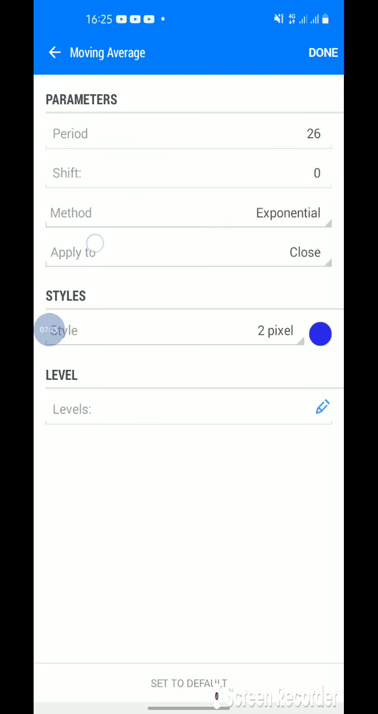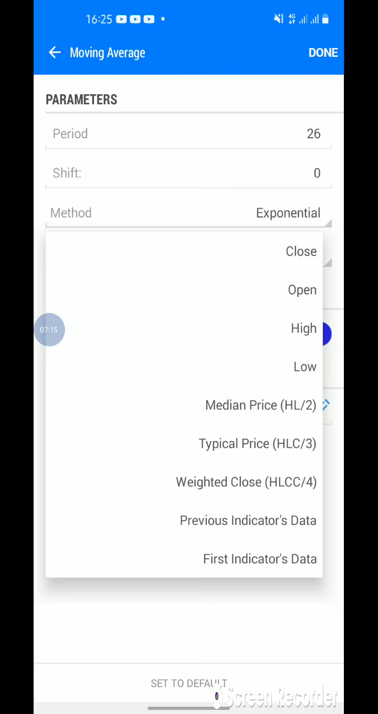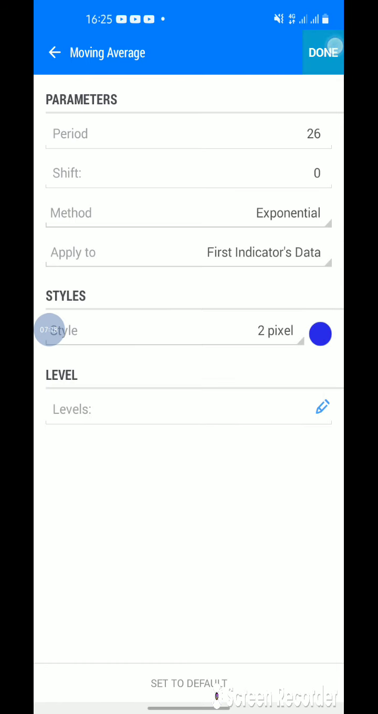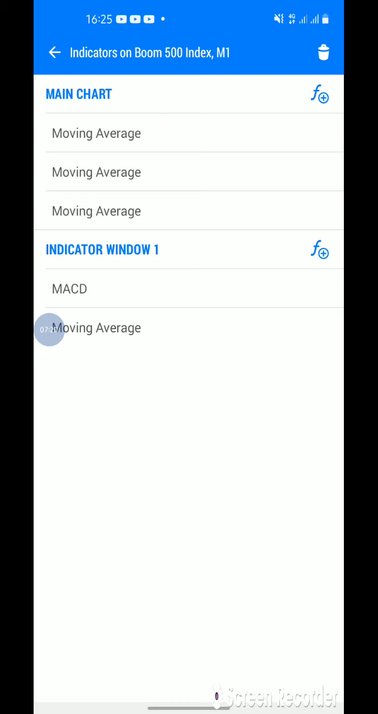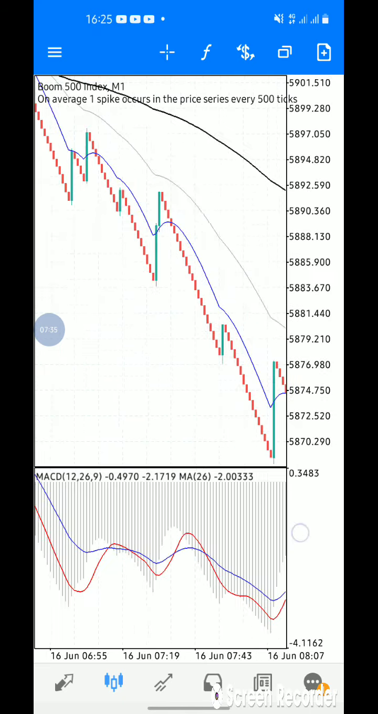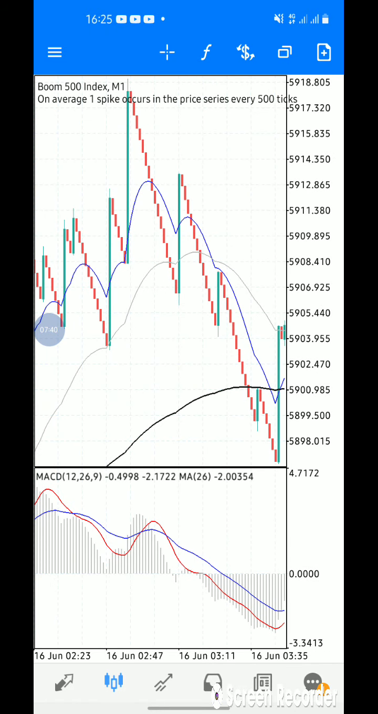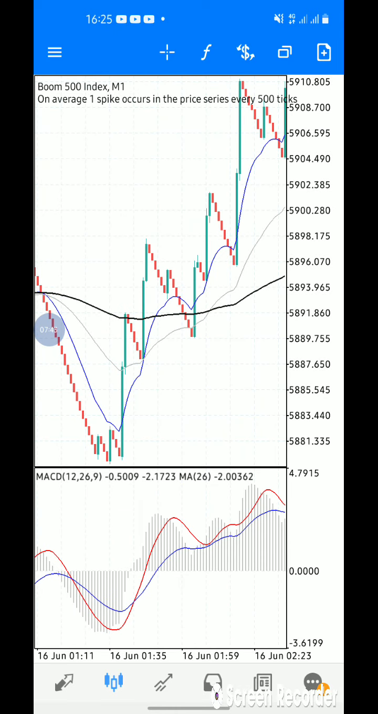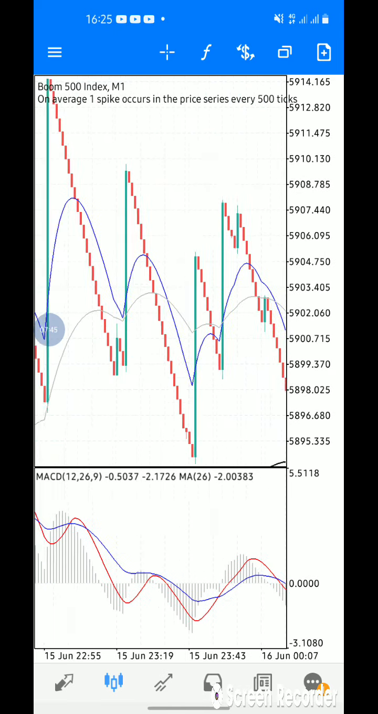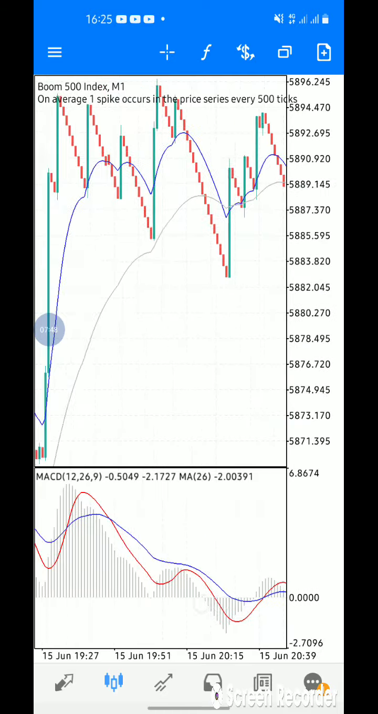In the apply to section, I choose first indicator. Why? Because in this sub window, the first indicator is MACD. So I'm drawing moving average based on the data of MACD. So that is moving average of MACD. Doing that, I find a line now which is systematic, doesn't float around. And that gives us permission to get more information that we can use for our trading decision.